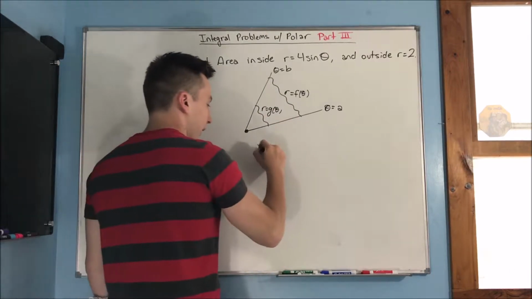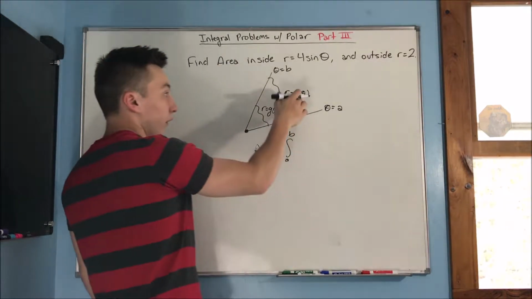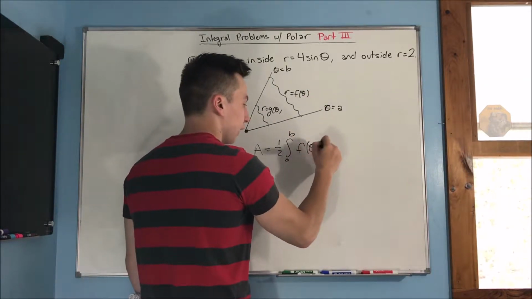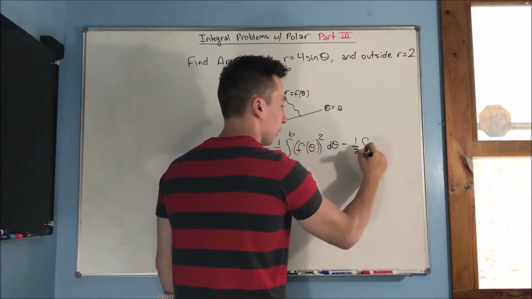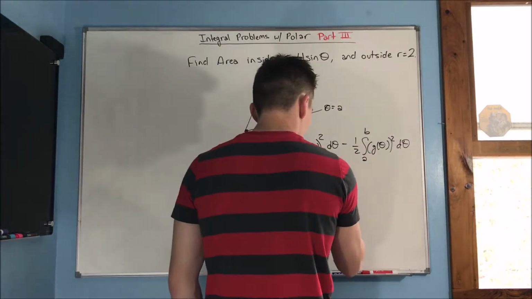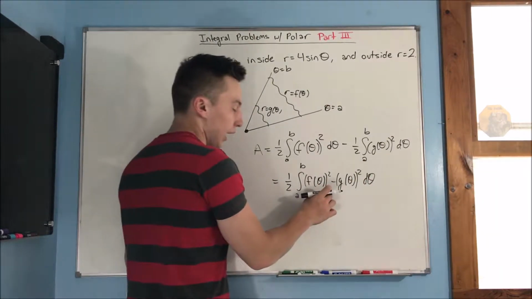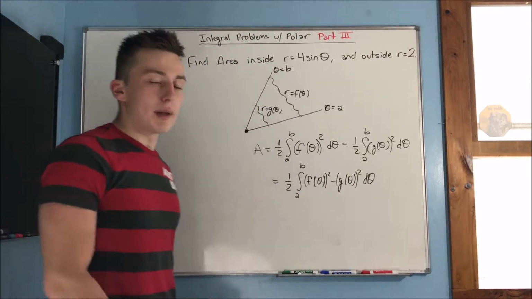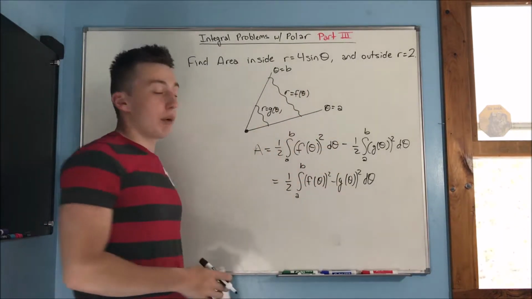So how we do that? We have the area equals 1/2 the integral from a to b of, remember we have to square it, so we get f of theta squared d theta minus 1/2 the integral from a to b of g of theta squared. And here's what I recommend you do, is just put these together: f of theta squared minus g of theta squared d theta. That's probably going to be a little easier, a little less work. So with this, we can now solve our problem.